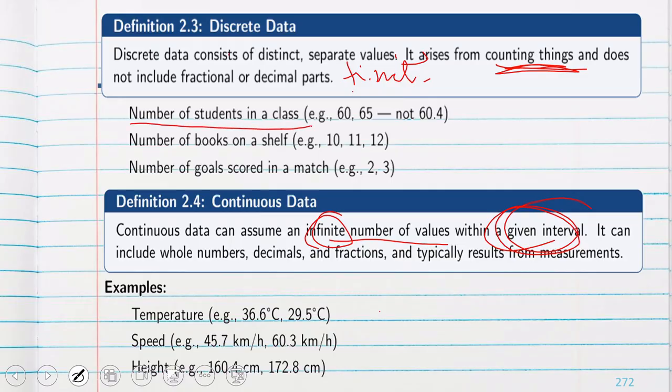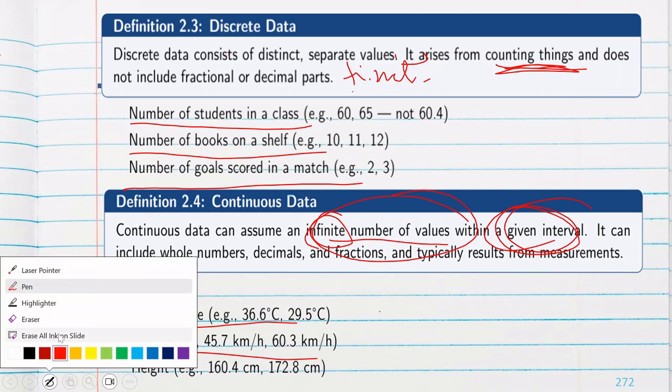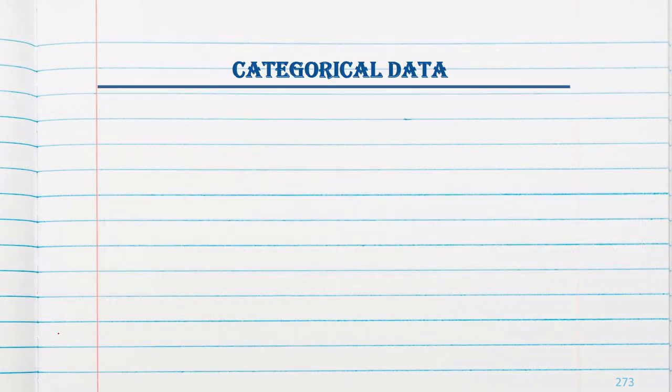Countable means number of students, it is countable. Number of books, it is countable. Number of goals scored in a match, countable. Temperature, we cannot count it. An infinite number of values will be there. Speed, infinite numbers. Height, again an infinite number of values will be there. So these are the different types of data: discrete data and continuous data.